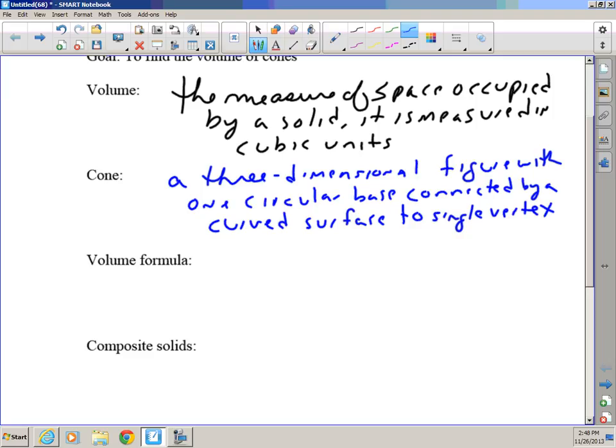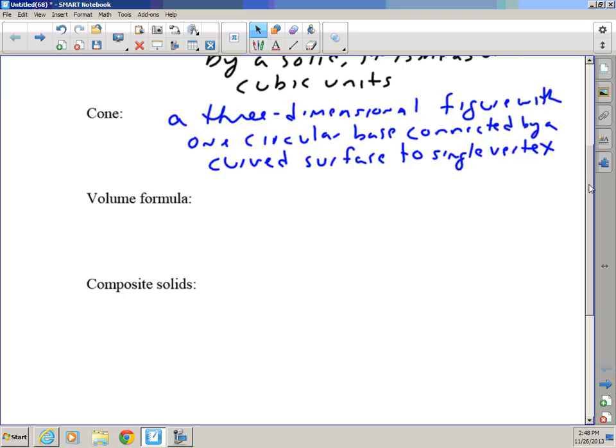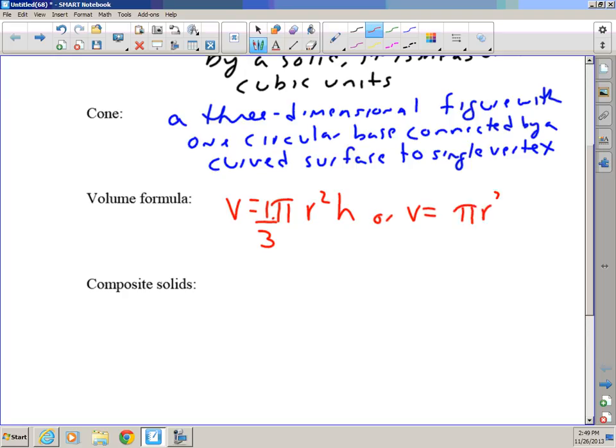Okay, so it's very similar to a cylinder, but all things being equal, if my height was the same and my circular base was the same, it would have less volume because it curves up to this single point. Now the formula should look very familiar. V equals pi r squared h, but it's going to be multiplied by 1/3. Now the way I have students deal with this, which is a lot easier, is to just say V is equal to pi r squared h divided by 3, because multiplying by 1/3 is the same as dividing by 3.